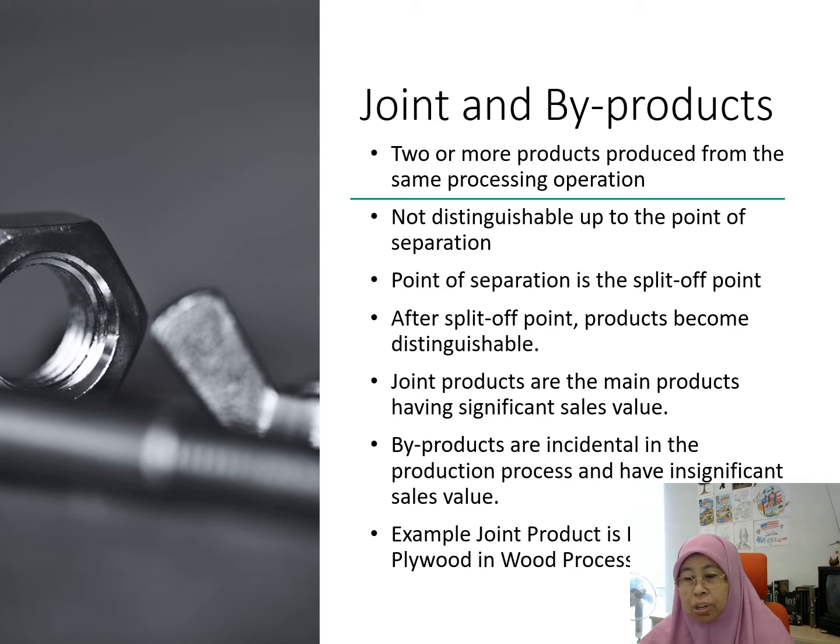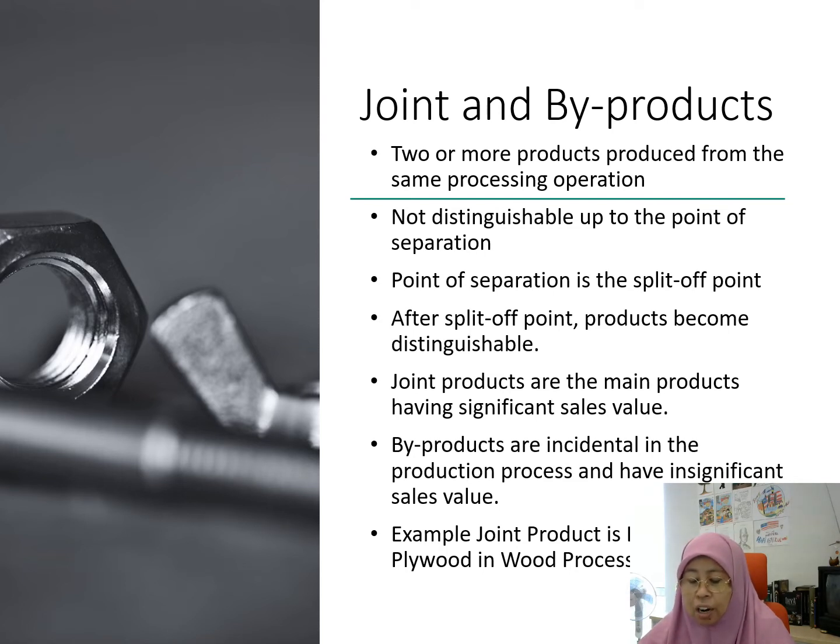So after the split off point, the products become distinguishable and are considered as the main products that have a significant sales value. And the products that are indirectly produced are known as the byproducts, which are incidentally produced in the production process and have insignificant sales value. So an example of joint products is lumber and plywood in wood processing.